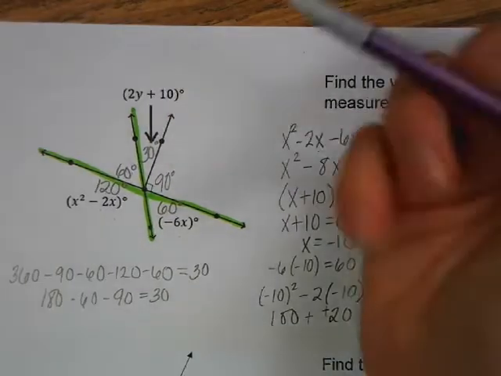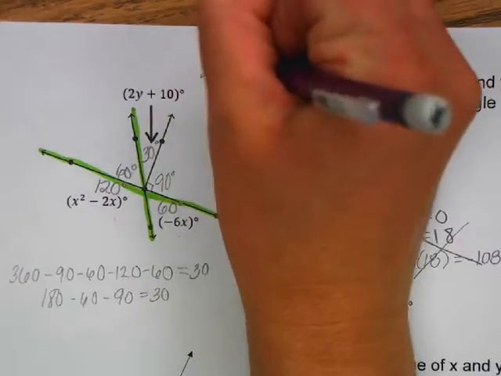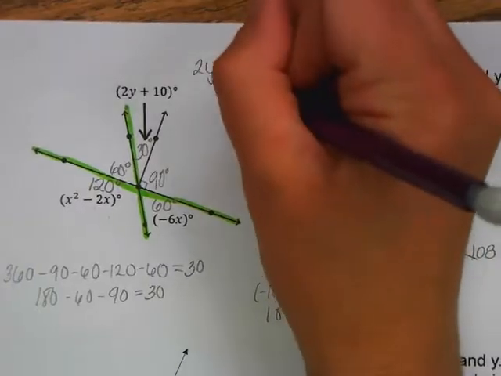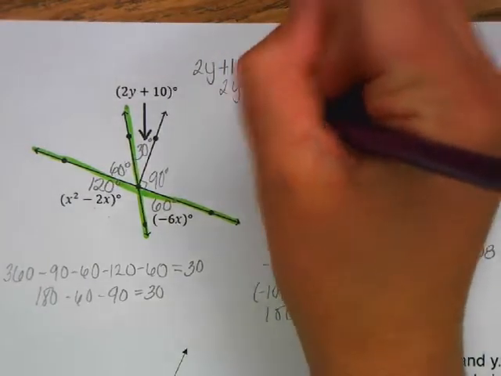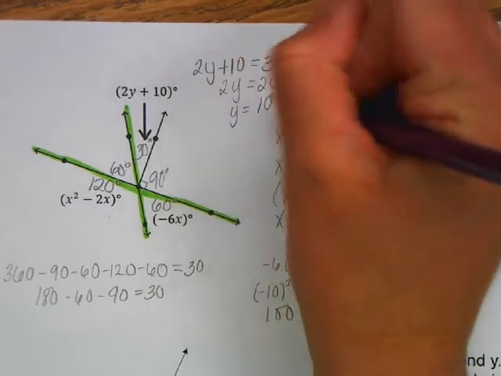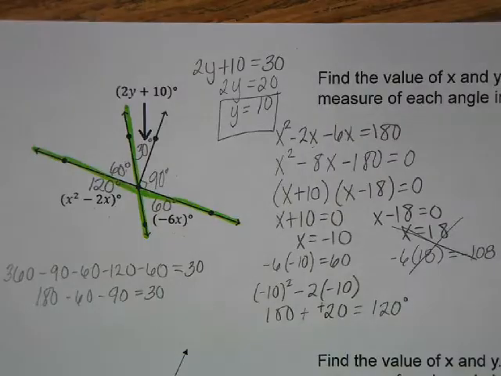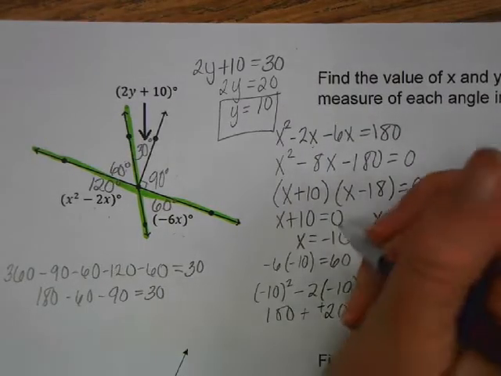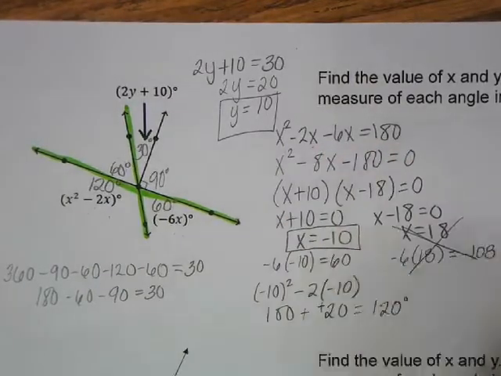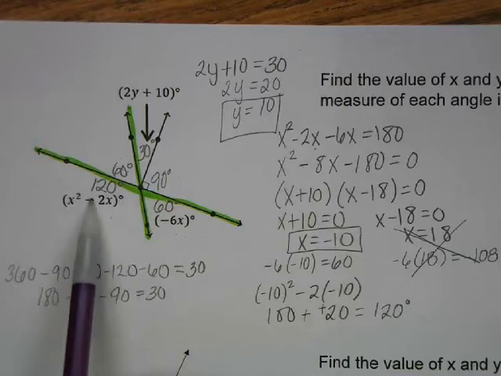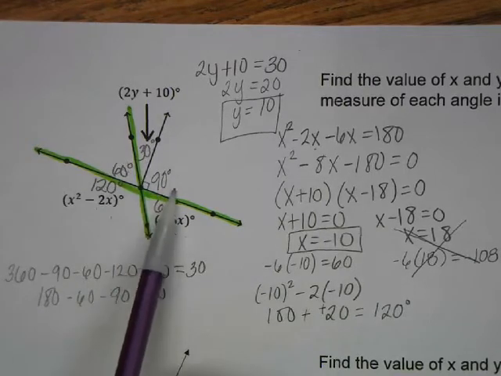So to solve for y, you would do 2y plus 10 equals 30. Solve for y will equal 10. So in this particular example, y is equal to 10 and x is equal to negative 10. And I found all of the angle measures that are in this diagram.